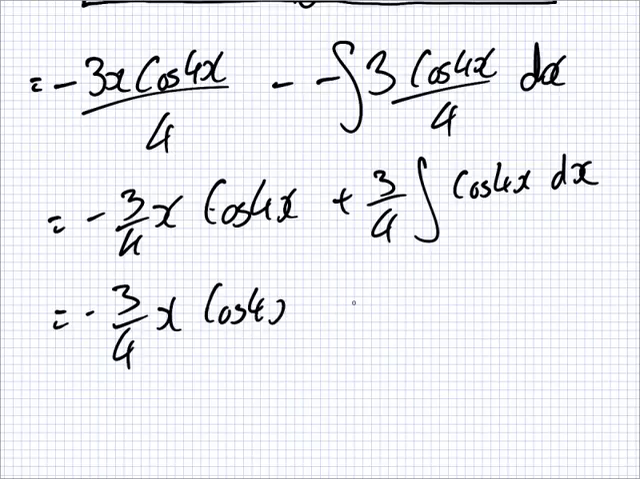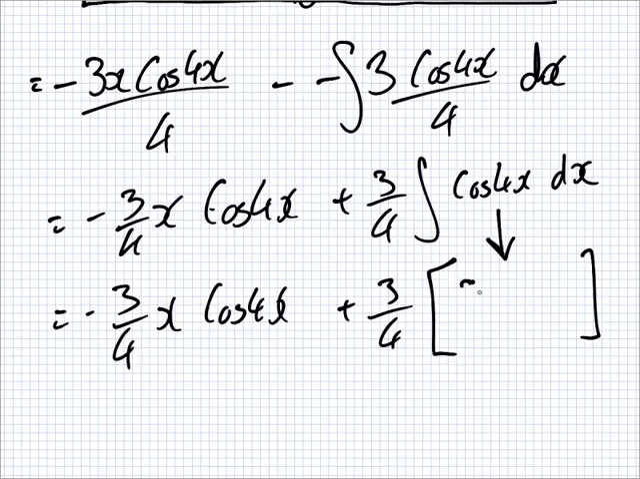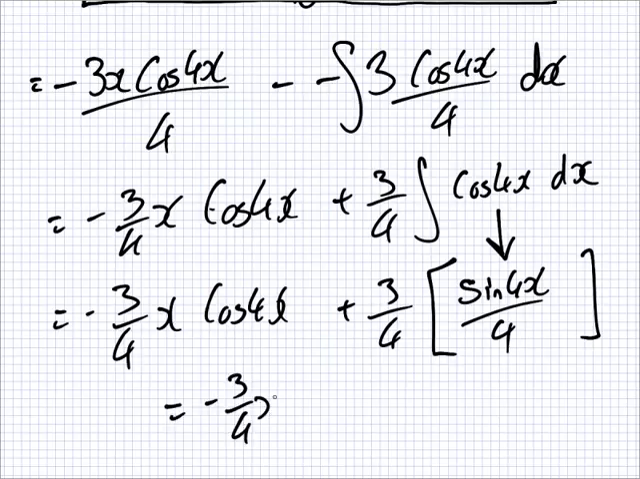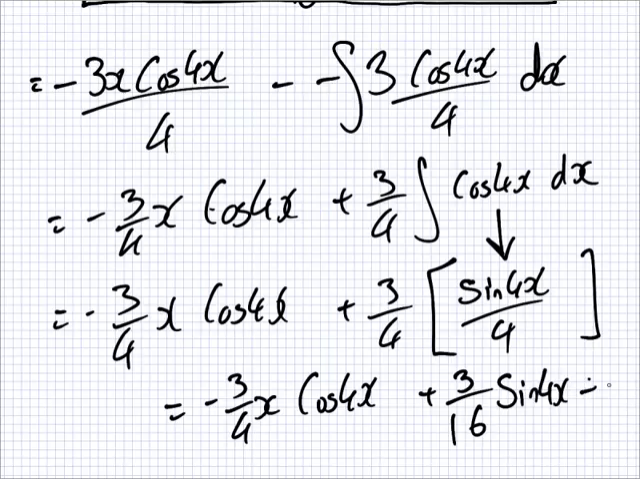So can you see what the cos 4x would integrate to? Yeah, what would it be? Cos 4x would become sine 4x over 4. You're dividing by the 4. So it would be minus 3/4 x cos 4x plus 3 over 16 sine 4x plus c at the end. These 4's multiply.